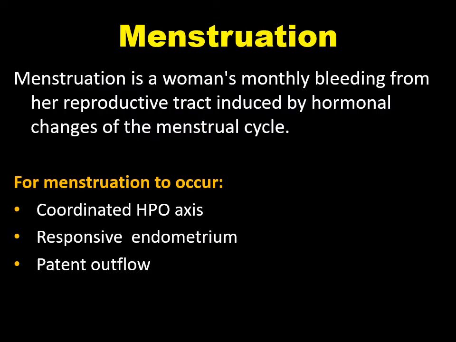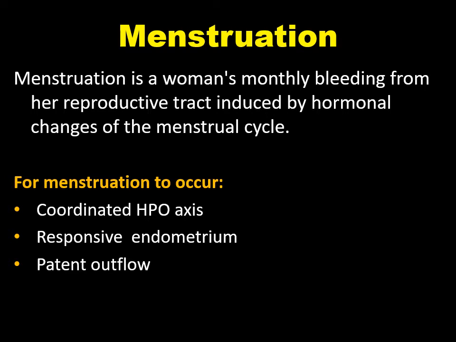Menstruation is a woman's monthly bleeding from her reproductive tract induced by hormonal changes of the menstrual cycle. So it is monthly bleeding, or periodic repetition of menstrual bleeding. This is the last sign of puberty, and this means that this female is mature and able to conceive.